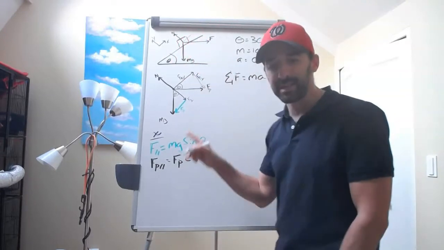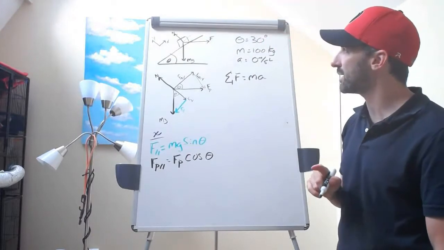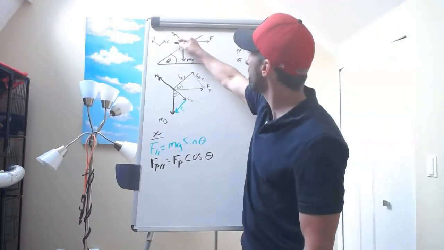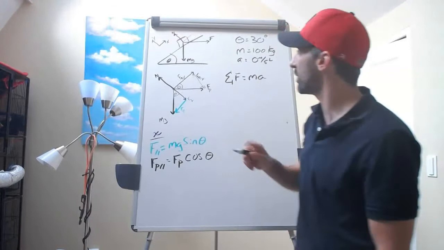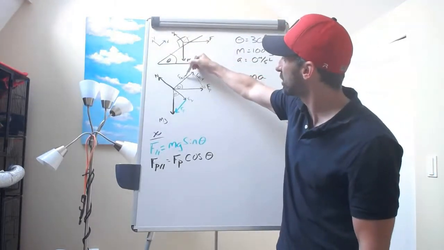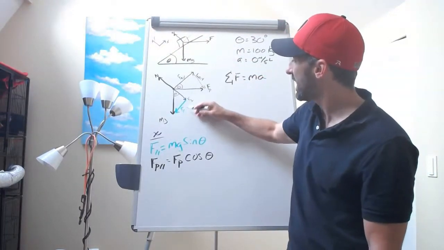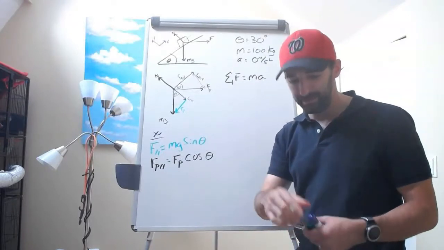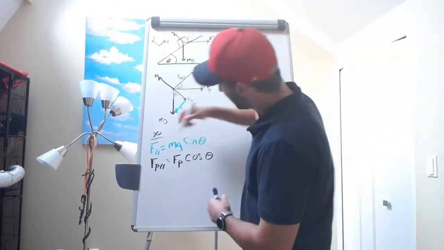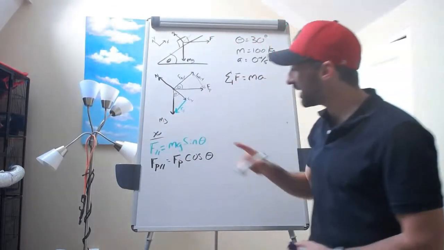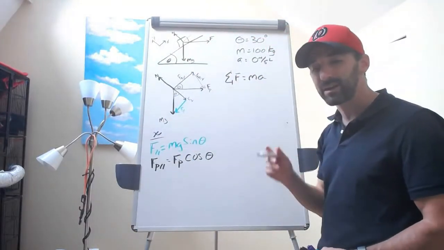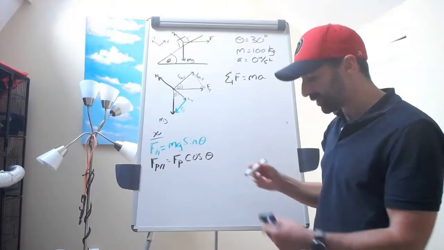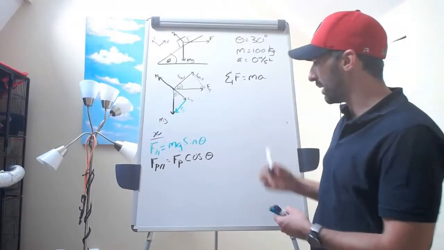Now there's a mistake written on this board. Have you caught it yet? If this is my positive x and this is my positive y, that means F push parallel is positive. Mg sine theta has to be, yep, you got it, negative. So that's a negative, and when I add those two together, they have to add up. F net equals 0.